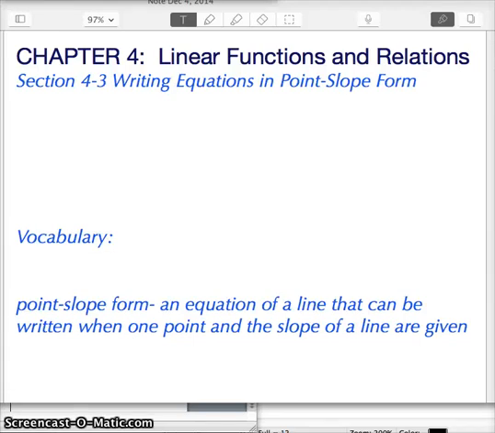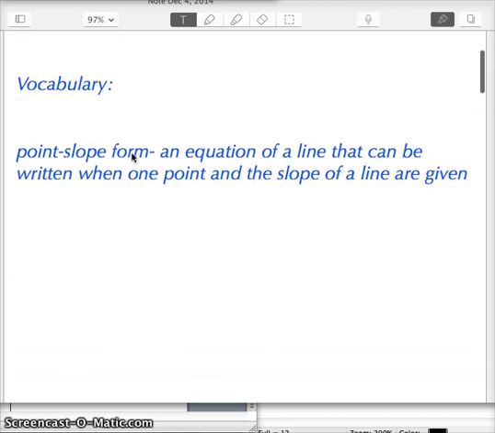Hey, Algebra 1, we are in Chapter 4. We're looking at linear functions and relations. We're checking out Section 4.3. We're writing equations in a new form that's called point slope. So right now, our only vocabulary term is going to be point slope.